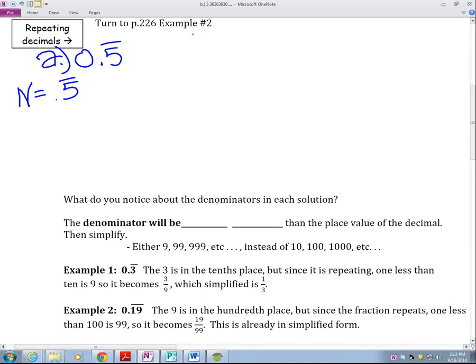Now, do you agree that if we had 10 of something and you took away one of that something, you would have 9 somethings? If you had 10 apples, you took away 1 apple, you'd have 9 apples. If you had 10 baskets of apples, you took away 1 basket of apples, you'd have 9 baskets of apples.